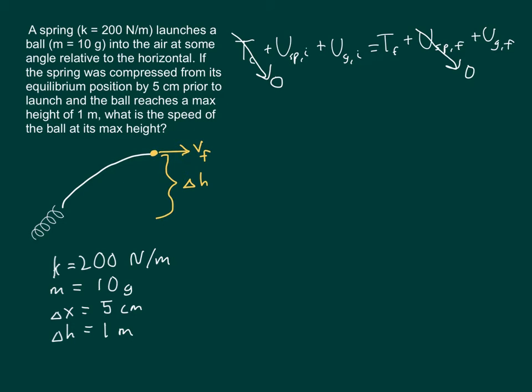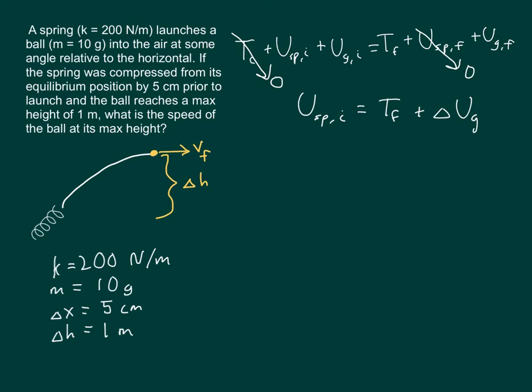If we take this equation and subtract the initial gravitational potential energy from both sides, we could write it as the initial spring potential energy is equal to the final kinetic energy plus the change in gravitational potential energy. Looking at the physical situation, we start with stored energy in the spring, and then the spring transfers that energy to the ball, and the ball gains both kinetic and potential energy. So that's the energy transfer that we're seeing here in this problem.